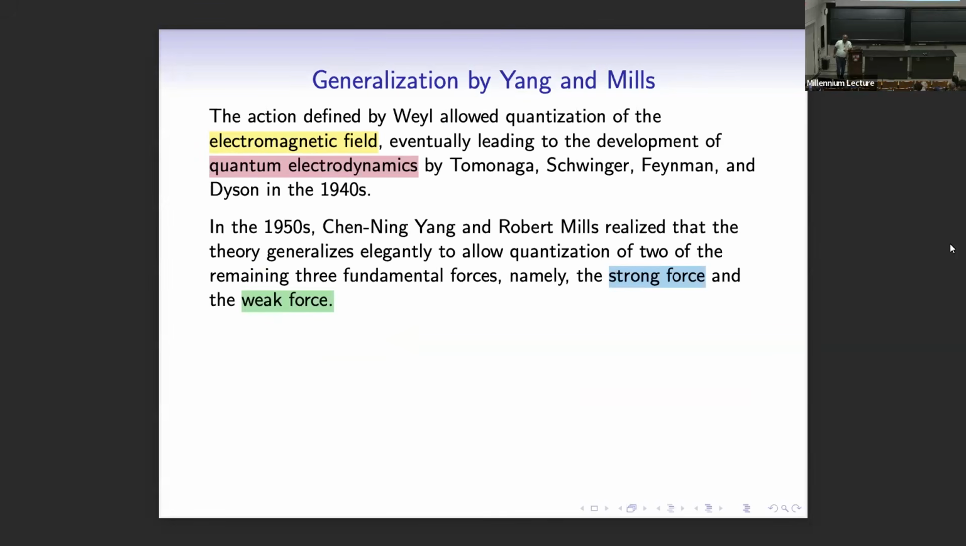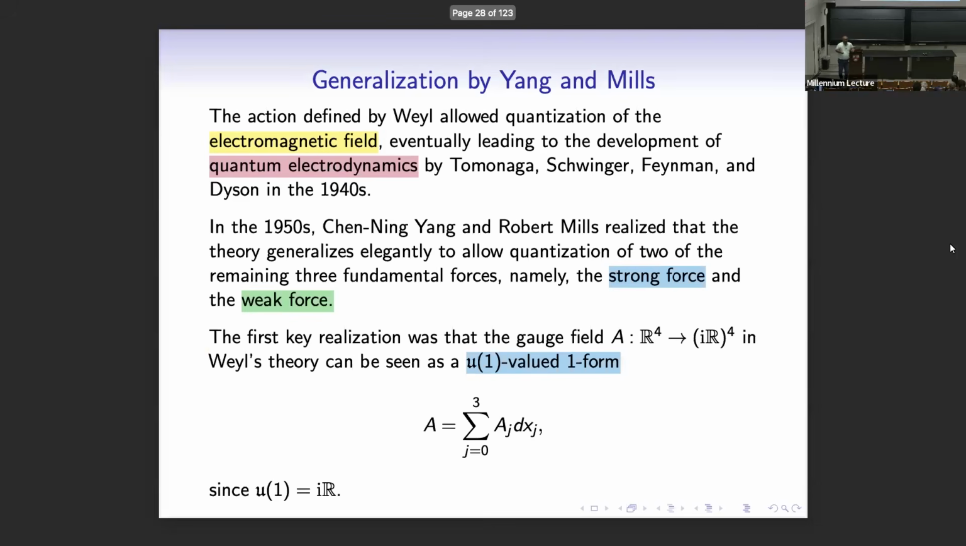In the 1950s, Yang and Mills, this is where Yang-Mills theory comes from, realized that this theory generalizes very elegantly to allow quantization of 2 of the 3 remaining fundamental forces of nature, the strong force and the weak force. So, there are these 4 fundamental forces: the electromagnetic force, the strong force, the weak force, and gravity. You can put the strong force and the weak force under the same umbrella by a very elegant generalization of this theory for the electromagnetic field that I just wrote down. So how do you go about doing that?